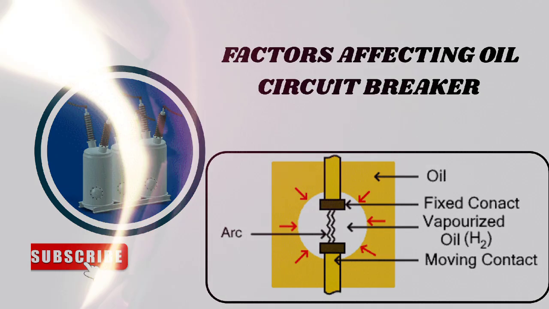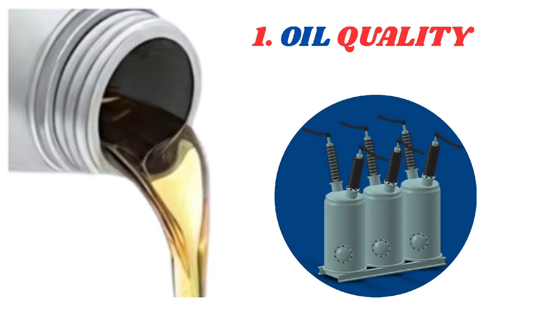These include the following. 1. Oil quality. The quality of the oil used in an oil circuit breaker is critical to its performance and reliability. The oil serves as both an arc-quenching medium and an insulating medium, and its properties can significantly impact the circuit breaker's operation. Factors such as oil viscosity, dielectric strength, and contamination can affect the circuit breaker's ability to quench arcs and interrupt faults. Regular oil maintenance, including testing and replacement, is essential to ensure the circuit breaker operates reliably.